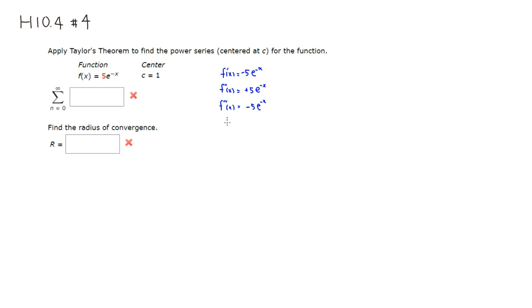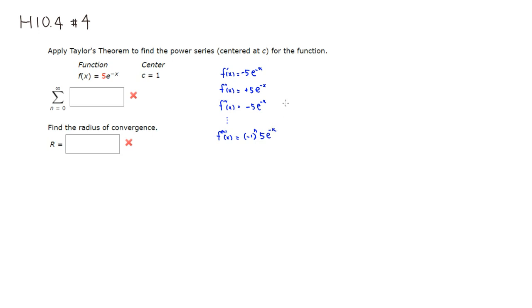And so on. So you can see that if you take the nth derivative, what should we get? The sign is alternating, so it's going to be negative 1 to the nth power. If you take an even number of derivatives, it's going to be positive; odd is negative, so this will do it. And everyone has a 5 e to the negative x.